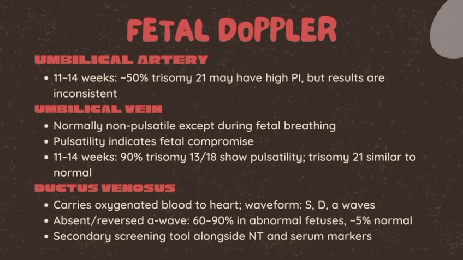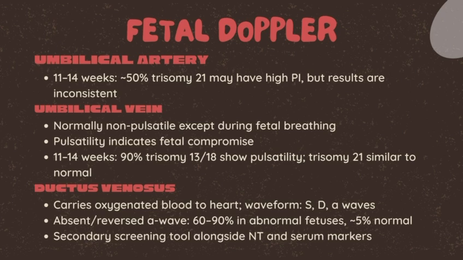The umbilical vein is normally non-pulsatile except during fetal breathing movements. Pulsatility in the umbilical vein suggests fetal compromise. Between 11 and 14 weeks, approximately 90% of trisomy 13 and trisomy 18 fetuses show umbilical vein pulsatility, while trisomy 21 fetuses appear similar to normal ones.